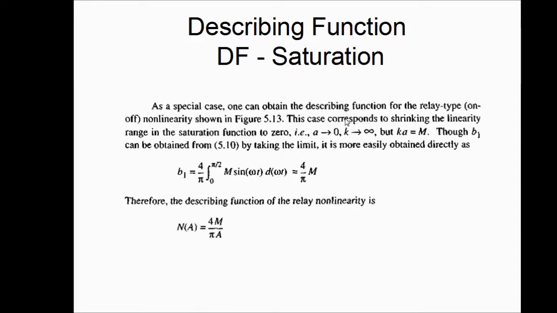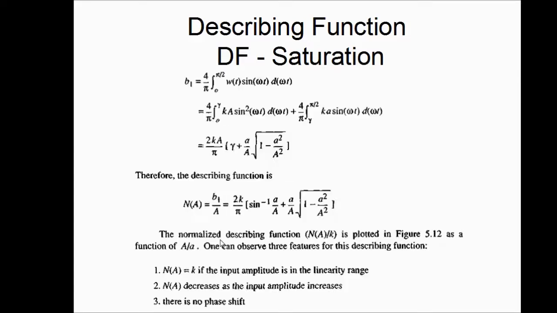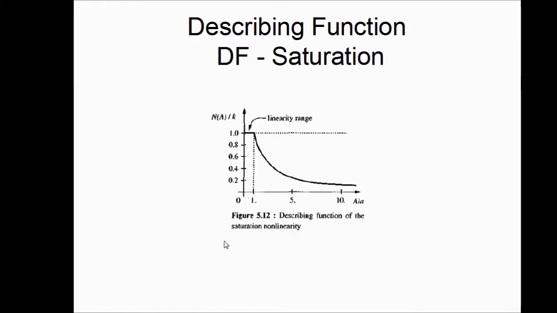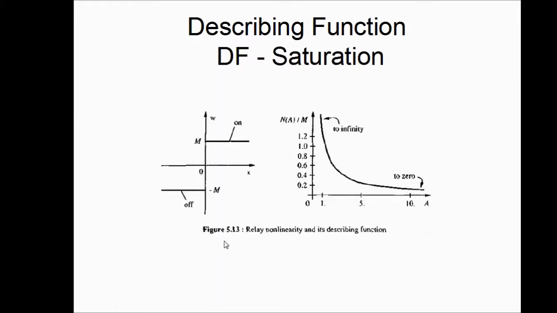So applying these conditions and taking the limit, we have the describing function for the relay type nonlinearity, that is, the on-off nonlinearity, which is 4m by pi A. So if I draw the graph of the on-off type nonlinearity, you have instant saturation, or relay type nonlinearity, here, and its describing function is here.